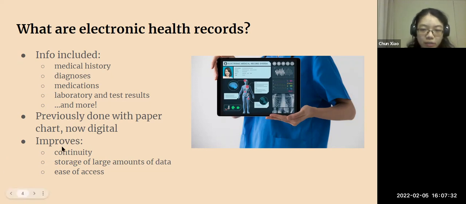So this improves continuity, which is important for chronic diseases, so that you can see the progress of a patient's health and what changes there have been recently. Also, it allows the storage of large amounts of data, so it takes up much less space than paper charts. And it has ease of access, so that physicians can look at a patient's chart easily, and they don't have to go around and find something that physically exists.